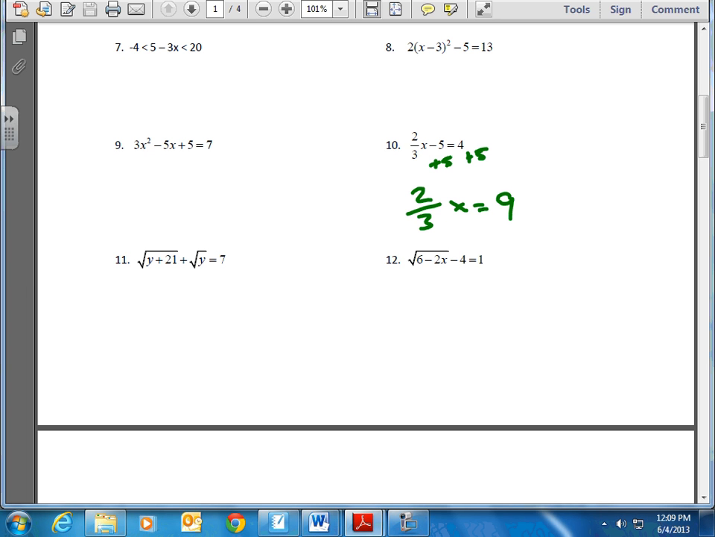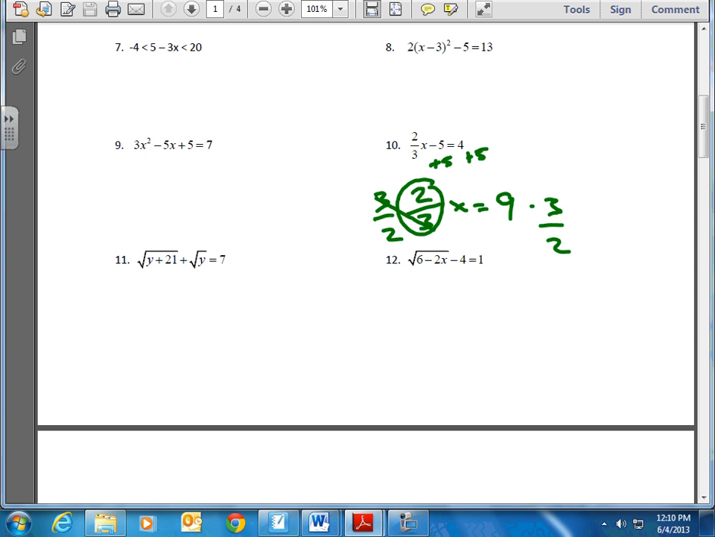Next step, I have to divide by the coefficient of x. I have to get rid of this 2/3. It's pretty easy if it said 2x equals 9. I would divide both sides by 2. That's easy. How do I divide by 2/3? My steps are the same whether it's a fraction or a whole number. I divide by what's in front of the x. Remember your fraction rules. To divide by a fraction, I multiply by the reciprocal. So I will multiply both sides by the reciprocal.